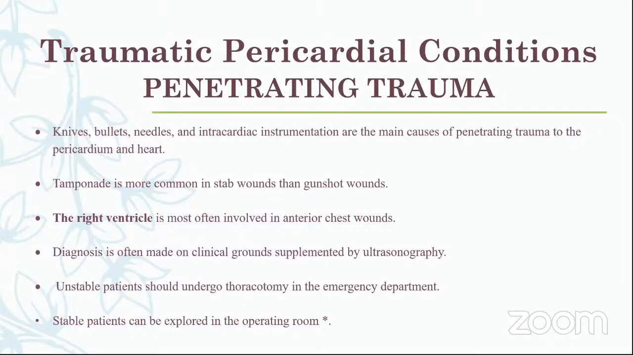Tamponade is more common in stab wounds than gunshot wounds, and the right ventricle is most often involved in anterior chest wounds. The diagnosis is often made on clinical grounds supplemented by ultrasound. The unstable patient should undergo thoracotomy in the ER. However, the stable patient can be explored in the operating room.